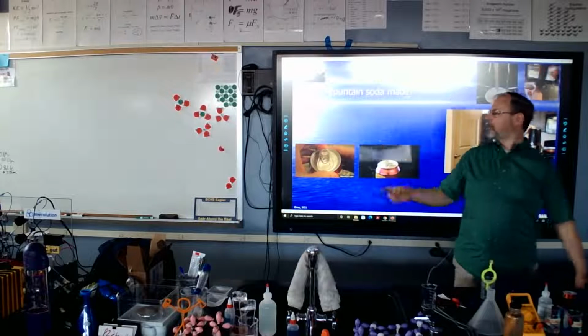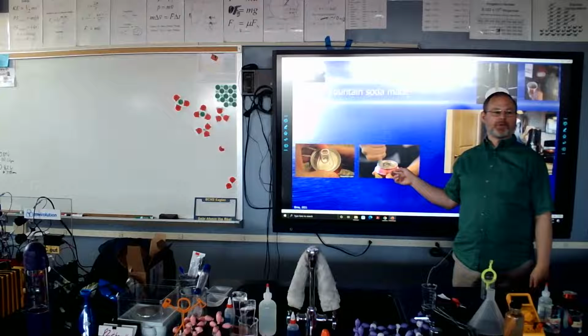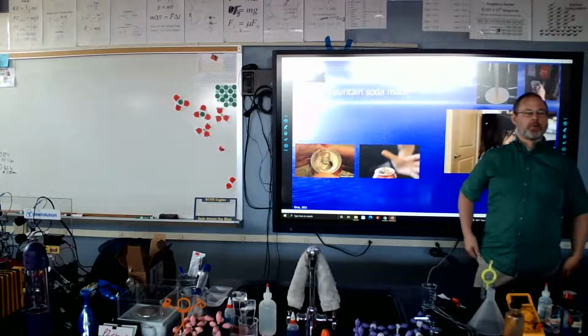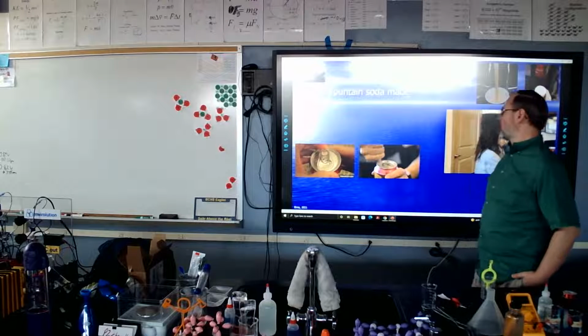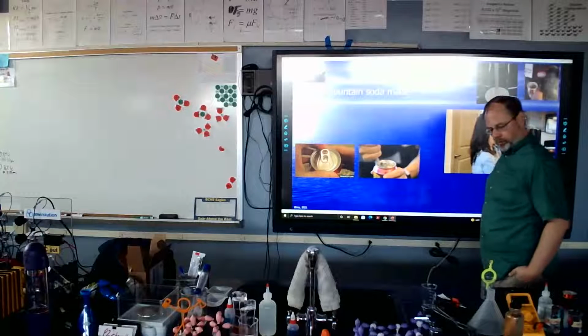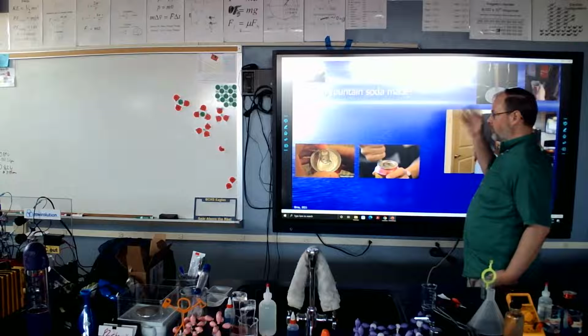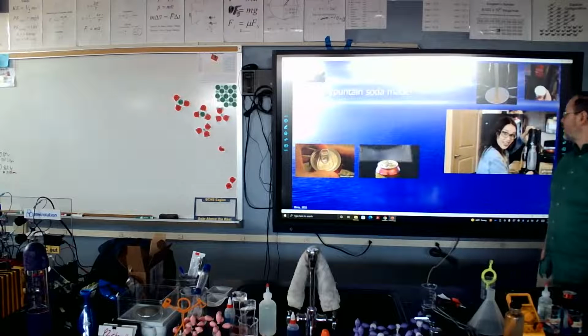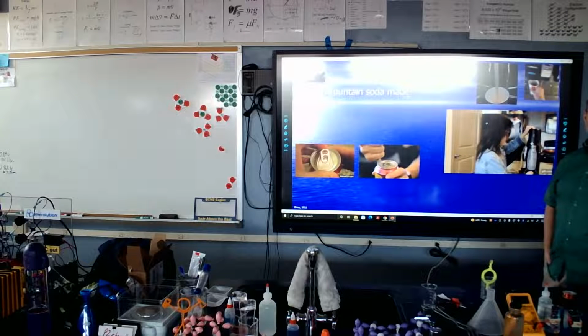Did I show you guys this? How to open a soda with a Sharpie? No, you didn't. I'll show you tomorrow. One of the electrolytes we're going to test tomorrow is Coca-Cola or Pepsi or Sprite or whatever is in the fridge, and I'll show you how to open a soda with a Sharpie.